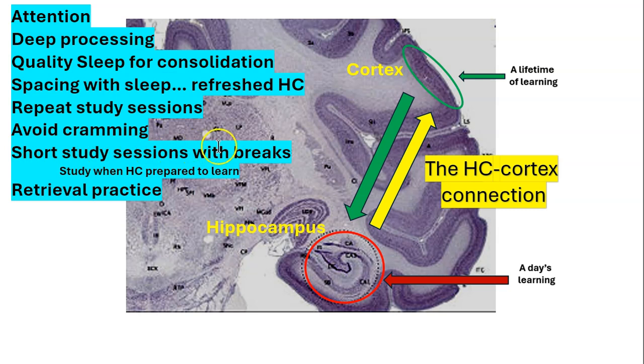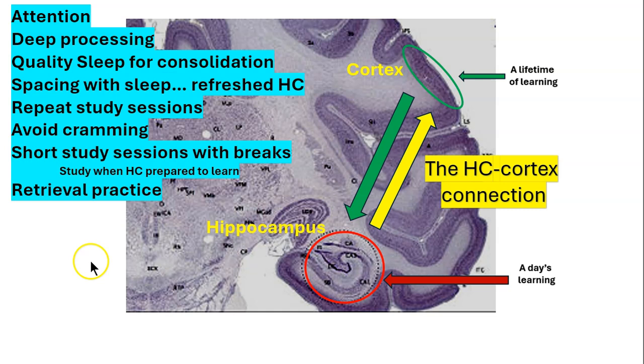We want to do short study sessions with breaks, because that makes it more likely that some fresh hippocampal neurons will be recruited to make this memory trace for the second study session. In general, we want to study when the hippocampus is prepared to learn, either after sleep or after a break. And finally, retrieval practice does two really good things. It strengthens the retrieval pathways, and it gives the brain another chance to do memory consolidation, thus strengthening the cortical memory traces of the information we were retrieving during our study session. In addition, retrieval practice can help us with our metacognition, and it tells us what we know and we don't know.